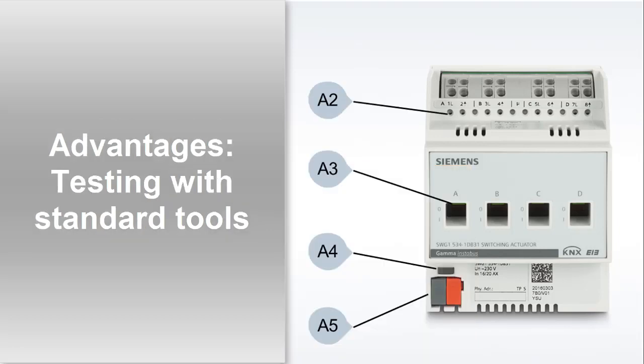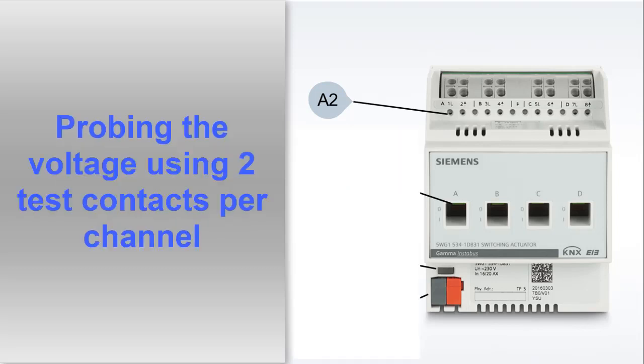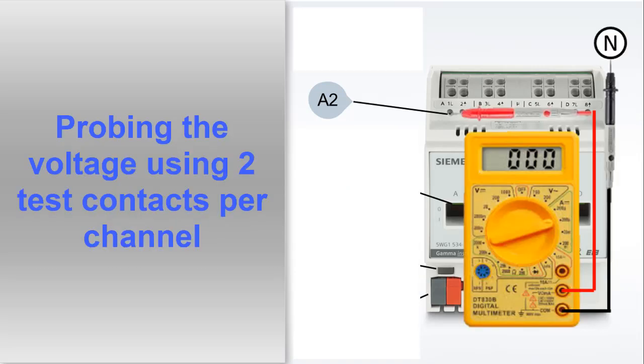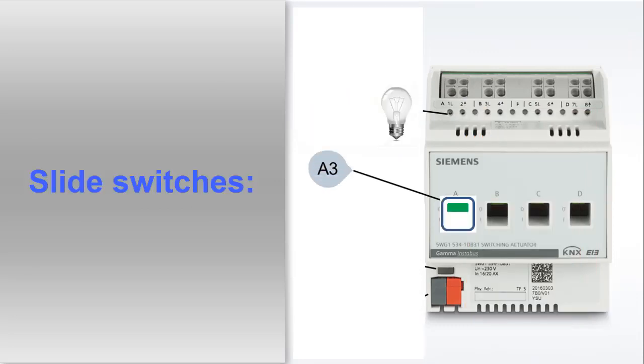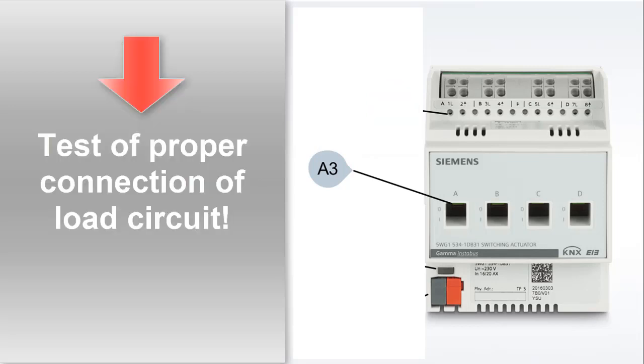Advantages in detail. Testing of proper installation with standard tools. Test contacts for probing the voltage. Test of proper mains power supply per channel. Slide switch for display of the switching status and for manual operation. Slide switch up, relay contact opened. Slide switch down, relay contact closed. Test of proper connection of load circuit.